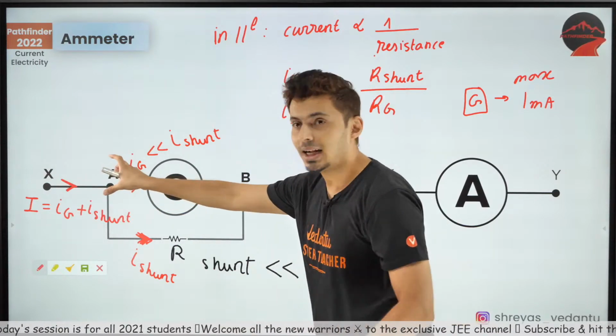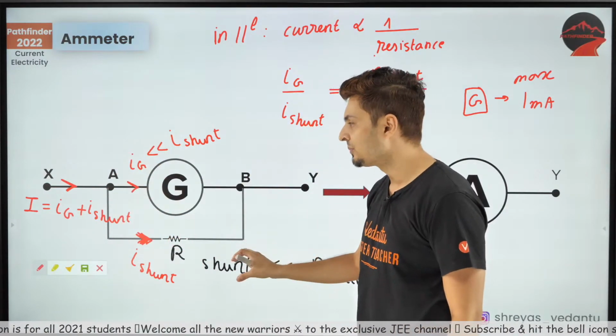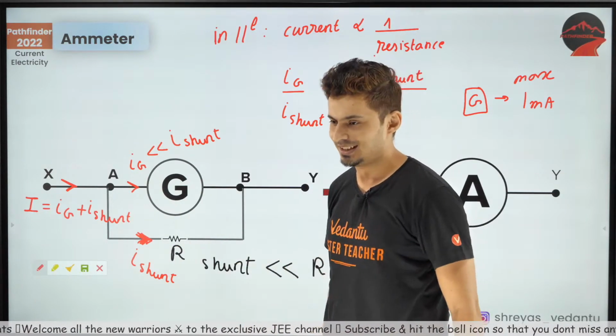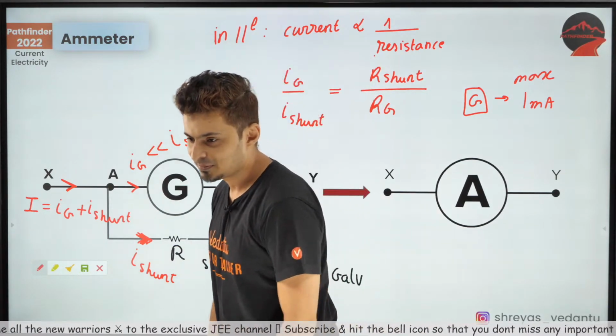So most of that current will flow through here. Hardly any current will flow through the galvanometer, and that's it. I can measure it. Yes, that's it.